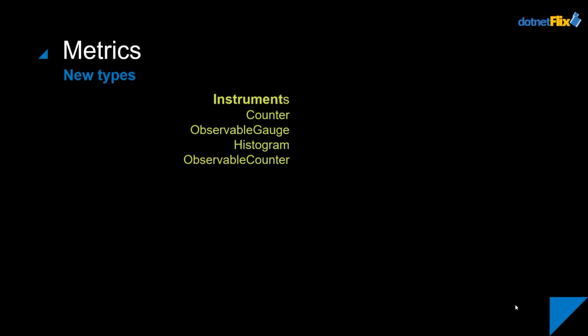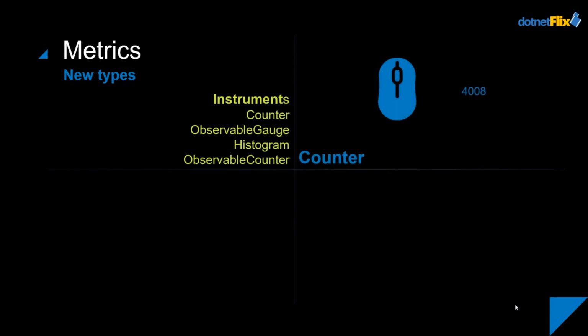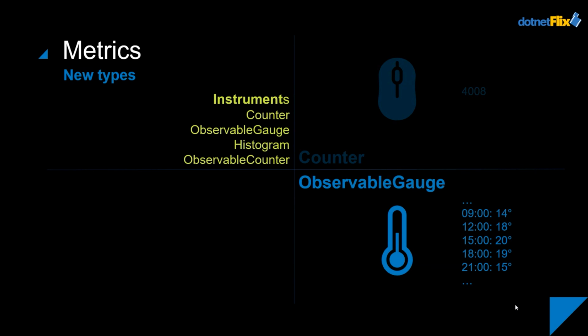The first of which is the counter instrument, which is relatively simple. It's just a counter that only goes up. So imagine, for example, that you want to measure the number of clicks that you do in a day. You would use a counter to measure that. The next type is the observable gauge, which tracks a series of readings. For example, if every 3 hours you go outside to check your thermometer, you could plot that data on a graph and have an interval of readings, just with that value applied to it.